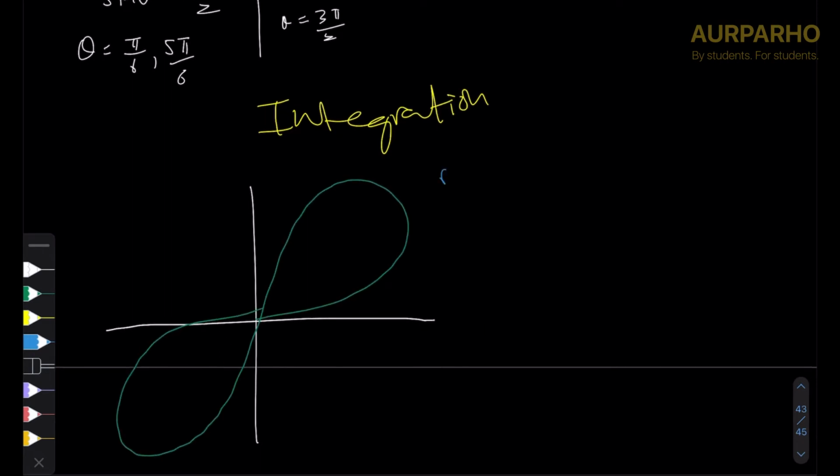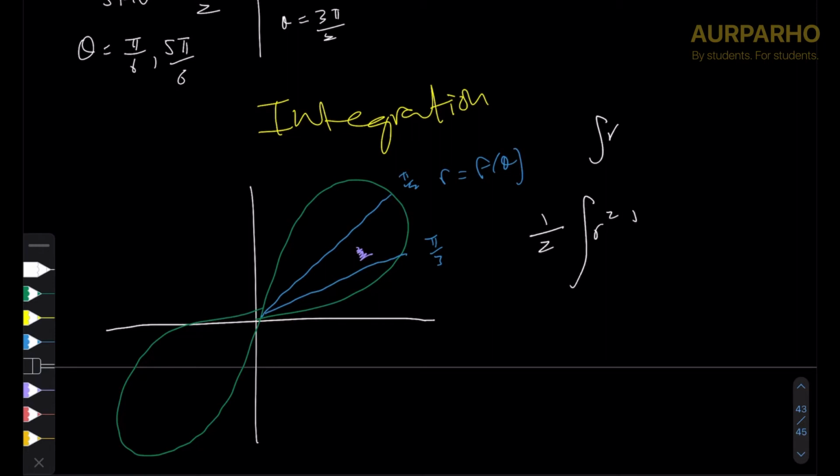So you've been given that r equals something, right? And let's say this is pi over 2, and this is pi over 3, and you want to find this area, right? So the first thing you need to remember is that when you're integrating graphs in polar form, you don't just integrate them directly. You don't do integral of r. What you actually do is half integral of r squared d theta.